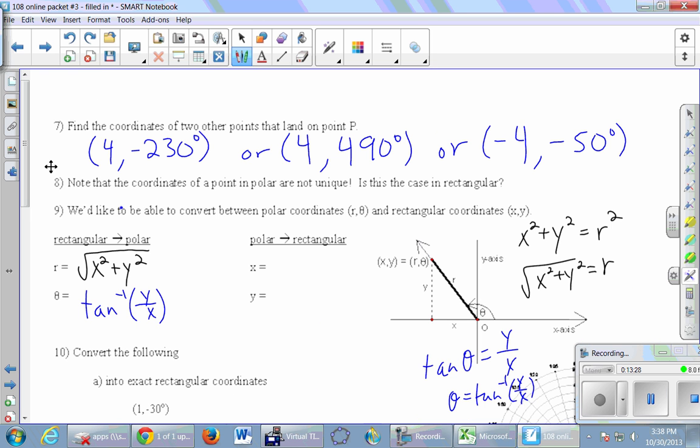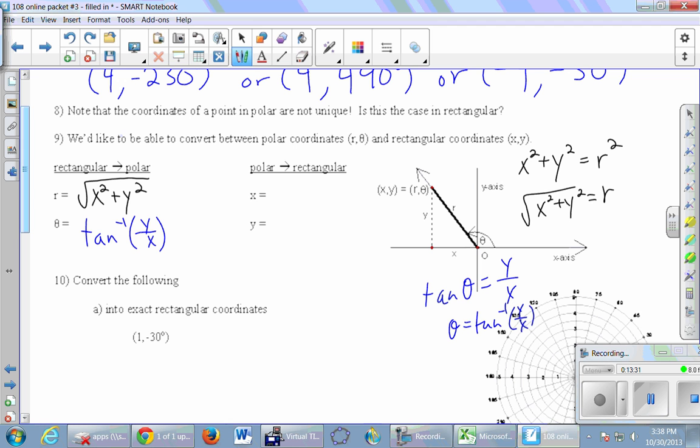So let's come back here. And we've got, what do we have? So we have the rectangular to polar version. Now we need the polar to rectangular version. So let's do here in green.